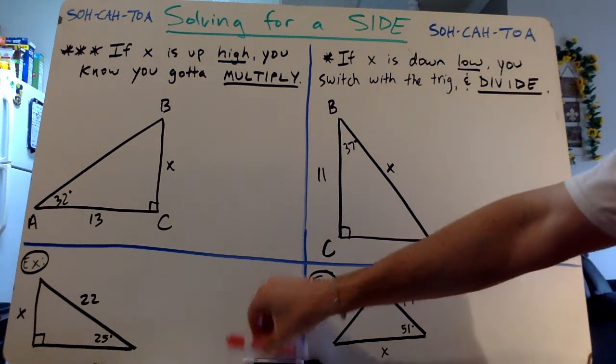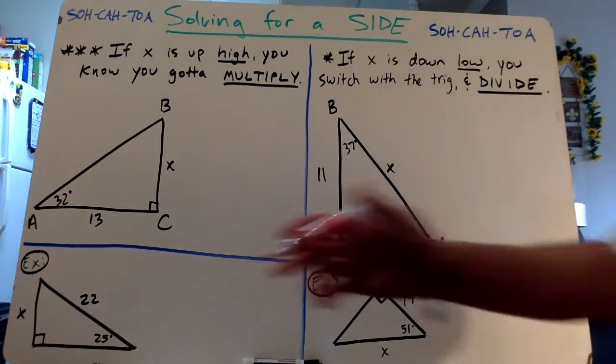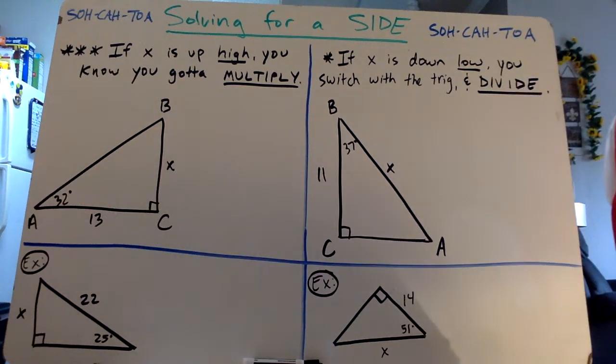So, without further ado, on the video, it says in there from the gym teacher, I believe that's Mr. Murphy, it says if x is up high, you know you got to multiply. All right, so what does that mean? First of all, I need to locate my angle. My angle is 32 degrees. So I'm going to go ahead and locate my angle.